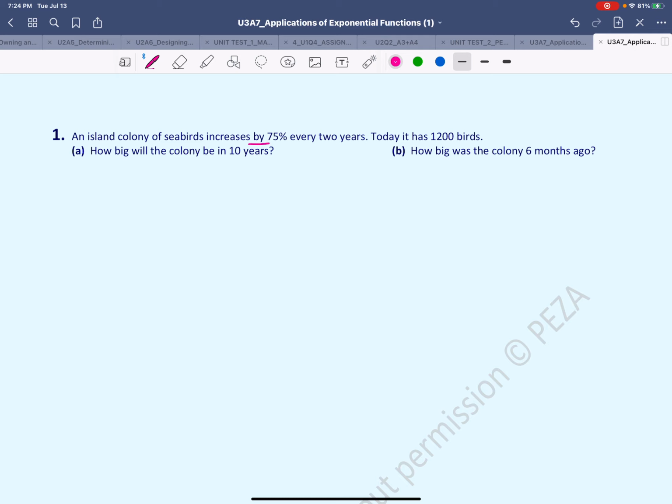Whenever I see the word by in the problem, then that would be the rate, because the population is increased by a certain amount, so that would be the growth rate. This will help me find the value of B because that's what I need to use in the formula. So the value of B, and I'll find it in multiple ways, is 100% plus 75%. Or we can look at it as 1 plus 0.75. Or we can say B equals 1.75.